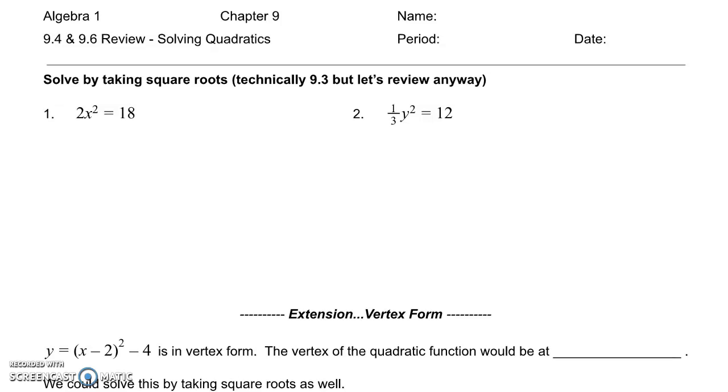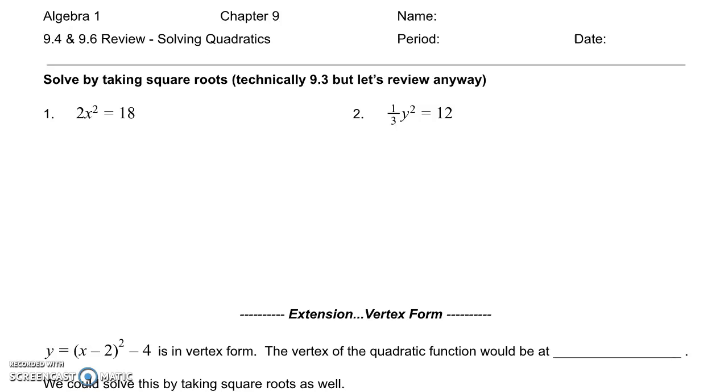Before we start the complete review to prepare ourselves for the quiz for 9.4 and 9.6, I want to bring back one old idea and then extend that into something a little bit new today. That idea is solving by taking square roots. We did this in section 9.3.